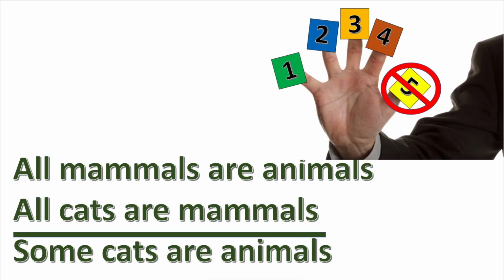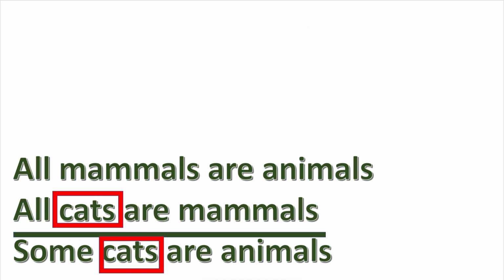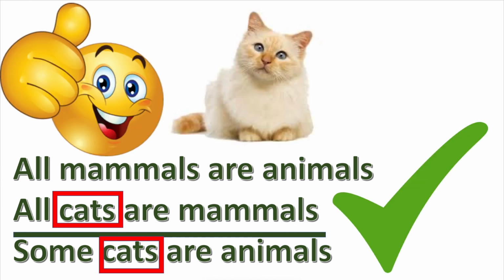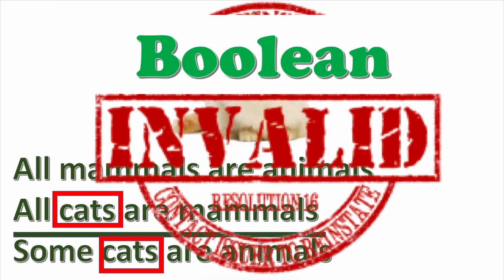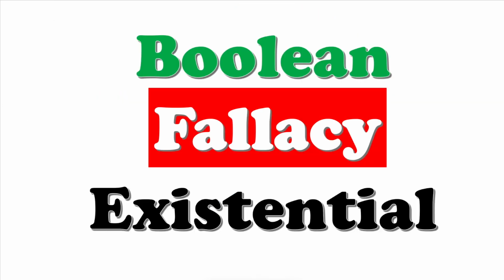This syllogism breaks Rule 5. Now, since cats actually exist, the syllogism is valid from the Aristotelian standpoint, but it is invalid from the Boolean standpoint and commits the existential fallacy.